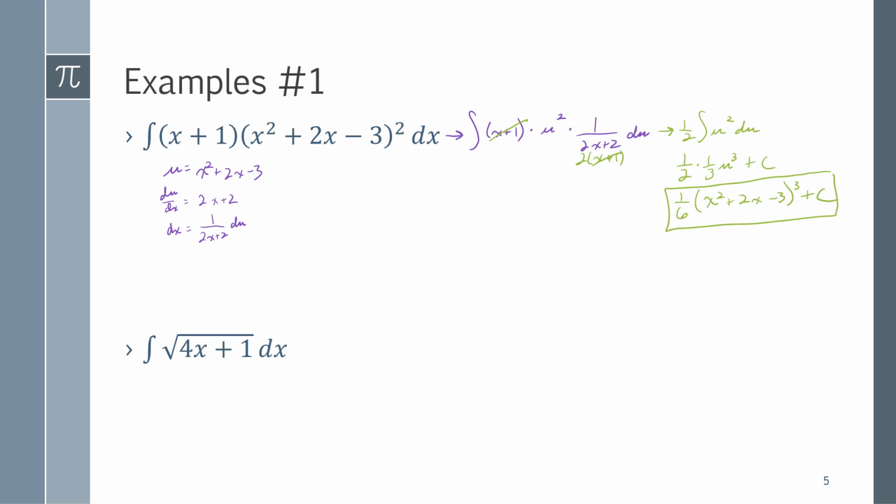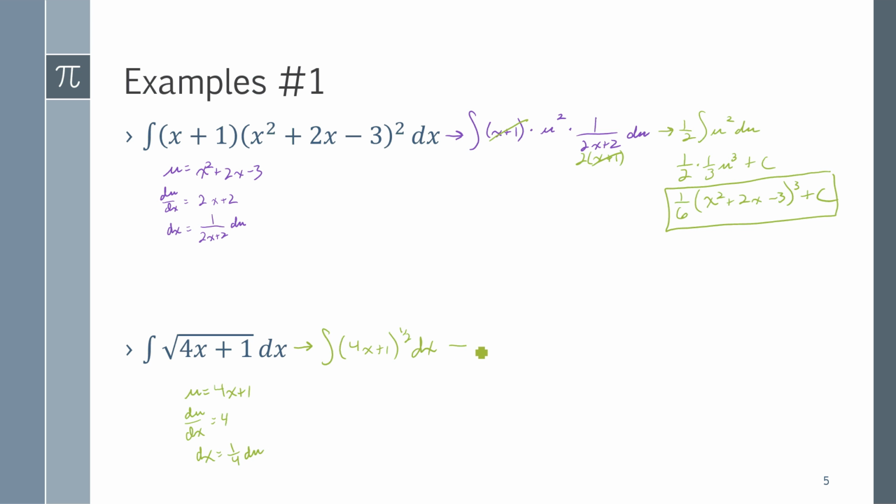If I look at my next example here, the integral of the square root of 4x plus 1, radicals are unfriendly to us in calculus, so I'm going to change that to an exponent. I don't know of anything that has the square root of 4x plus 1 as its derivative, so I'm going to try substitution. I want u to equal the inside, so we're going to try 4x plus 1 and see if that works. Find du dx. Solve for dx.